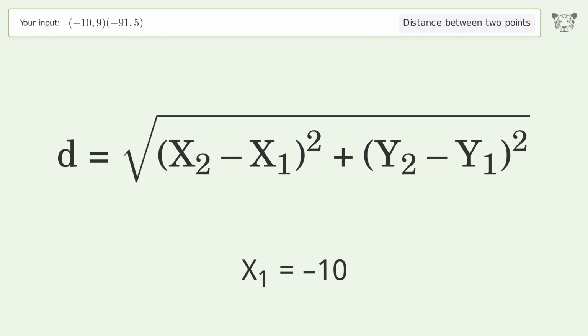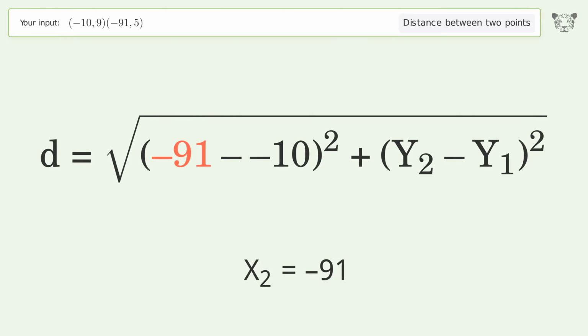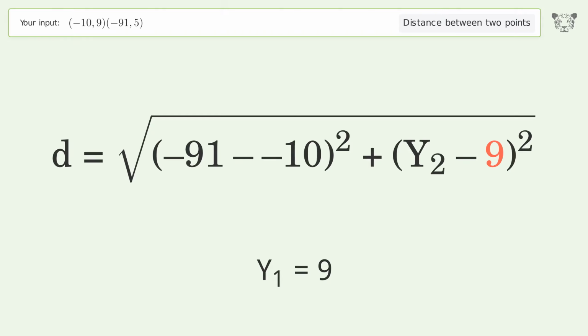x1 equals -10. x2 equals -91. y1 equals 9. y2 equals 5.